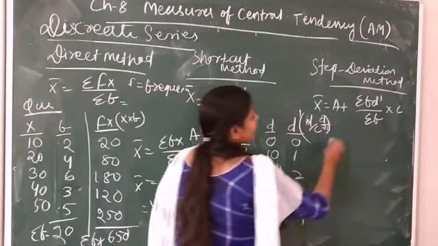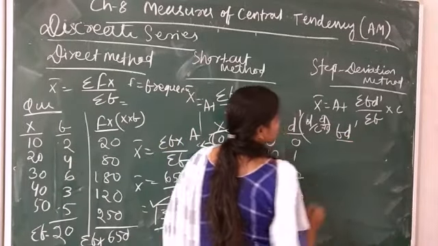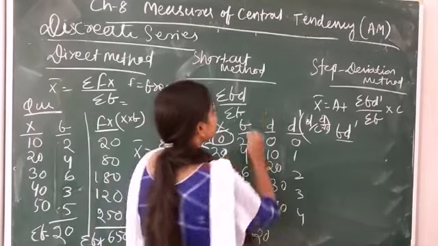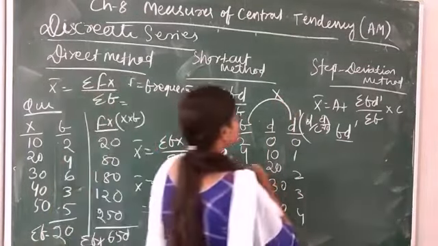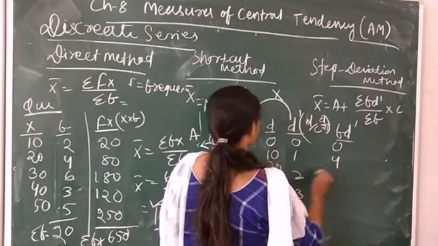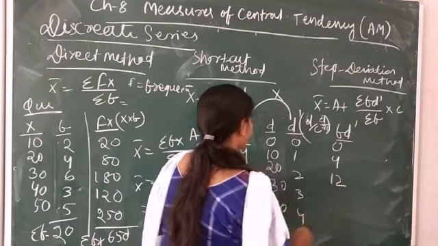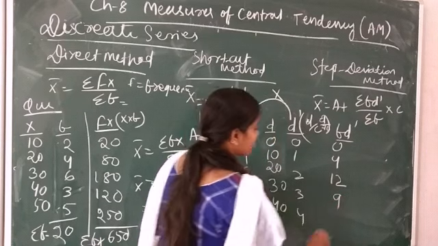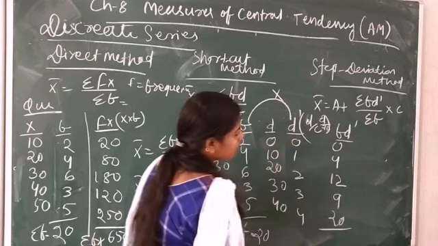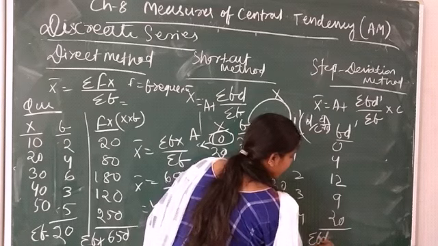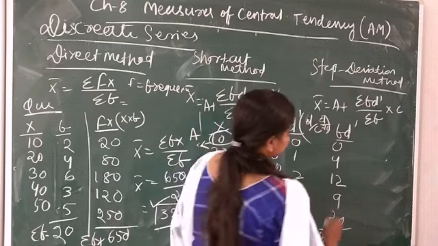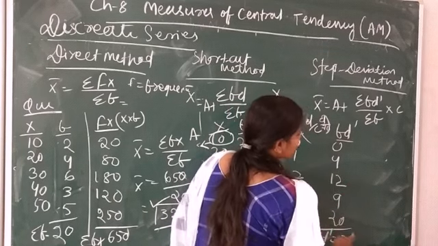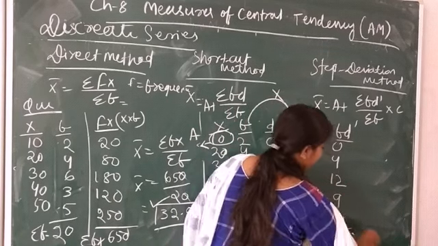Now we calculate f d dash. So f d dash means we calculate f into d dash, that is 2 into 0, 0, 4 into 1, 4, 6 into 2, 12, 3 into 3, 9 and 5 into 4 equals 20, and summation of f d dash equals 16 plus 9, 25, plus 20 is 45.